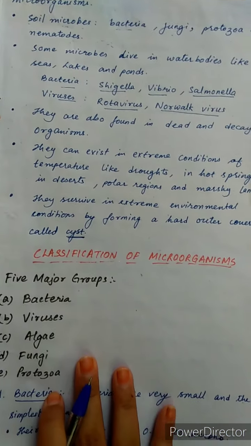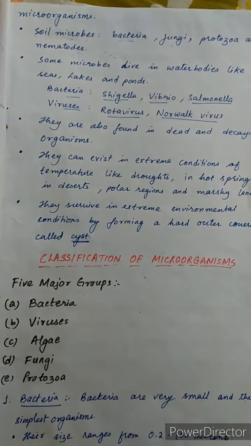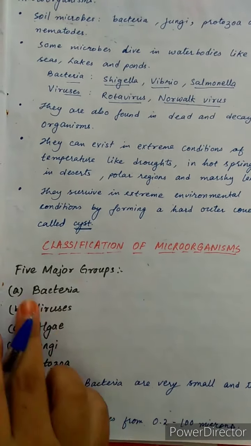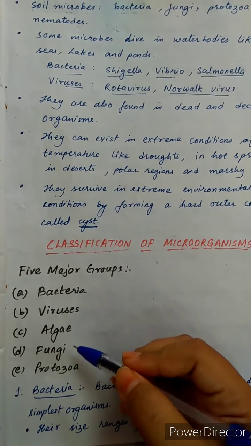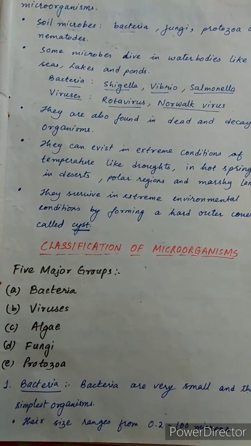Okay, now classification of organisms. How many types are microorganisms classified into? They are classified into 5 major groups, that is bacteria, virus, algae, fungi, protozoa. Now we will see a short introduction of bacteria.